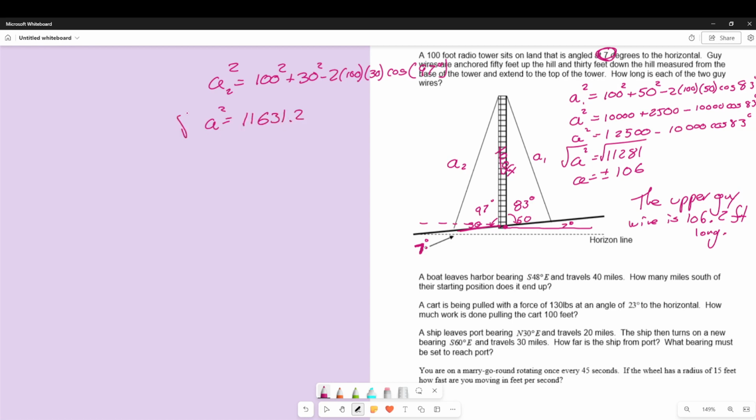11,631.2, and then square root those. And again, as soon as we square root it, we get that plus or minus, which we will quickly ignore. So 107 feet. So the lower wire is 107 feet.